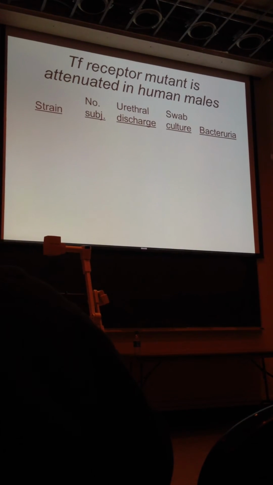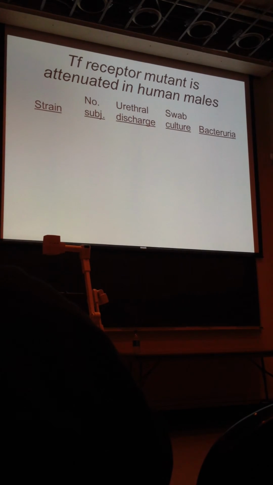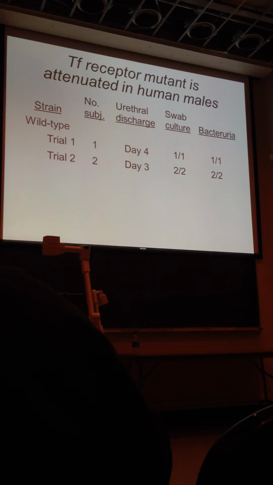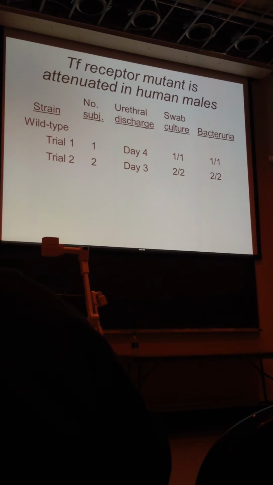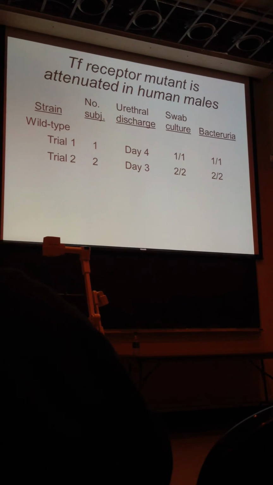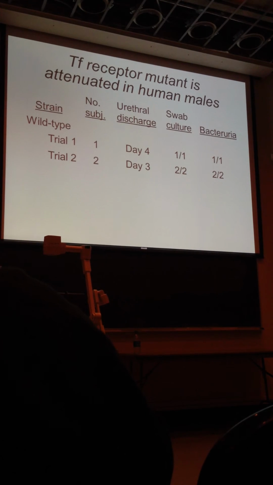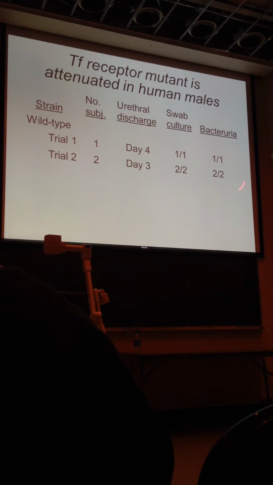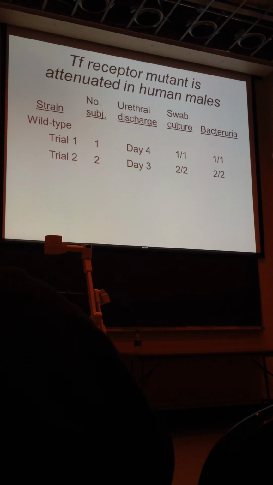And so we were testing the wild-type strain in comparison to a mutant that could not make these transferrin binding proteins. And we asked, was there a difference in their ability to cause infection? And so the controls are shown first. In two different trials, we had 3 different subjects which were inoculated with the wild-type strain, and urethral discharge was observed either at day 3 or day 4. All of the swab specimens, which are collected for 5 or 6 days, were positive, and all the urine specimens were positive. So that's our control.